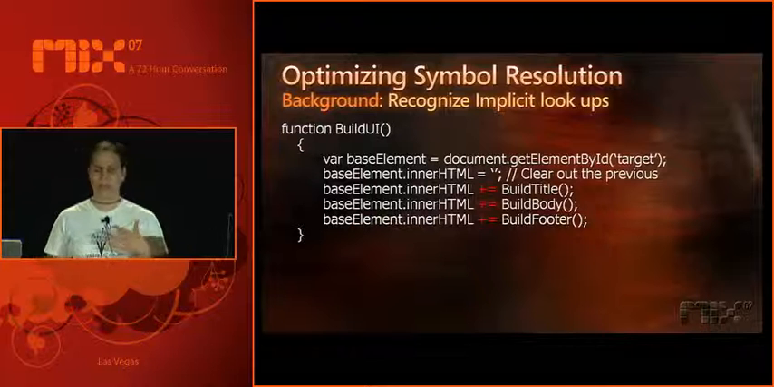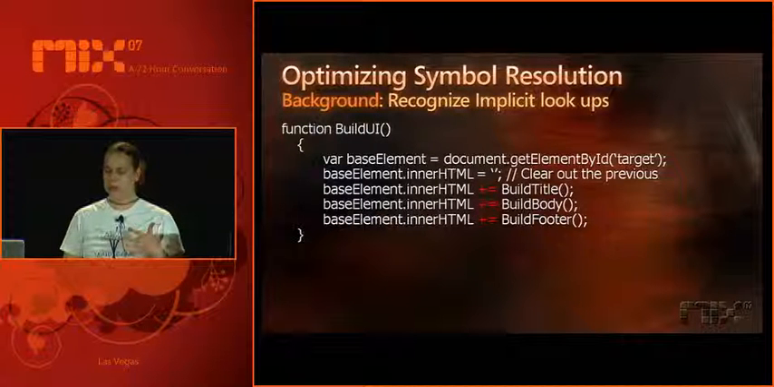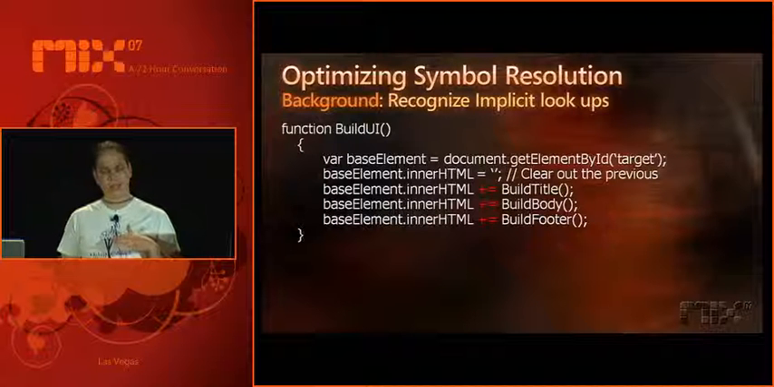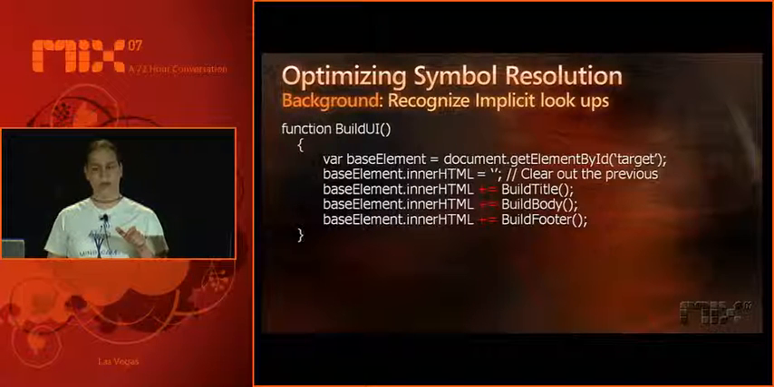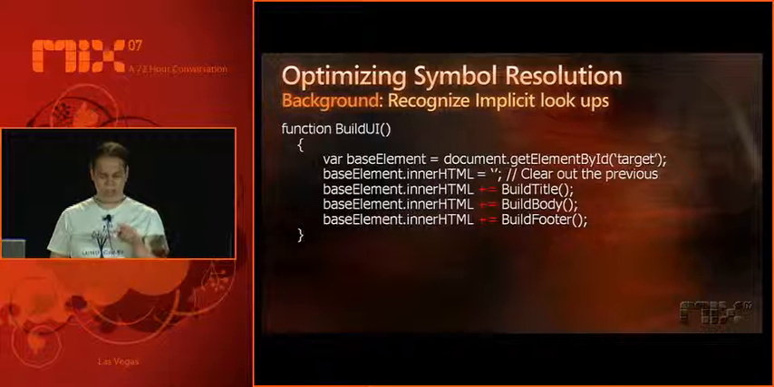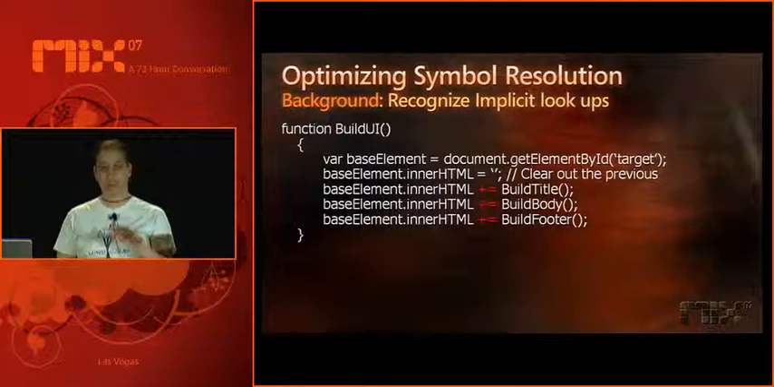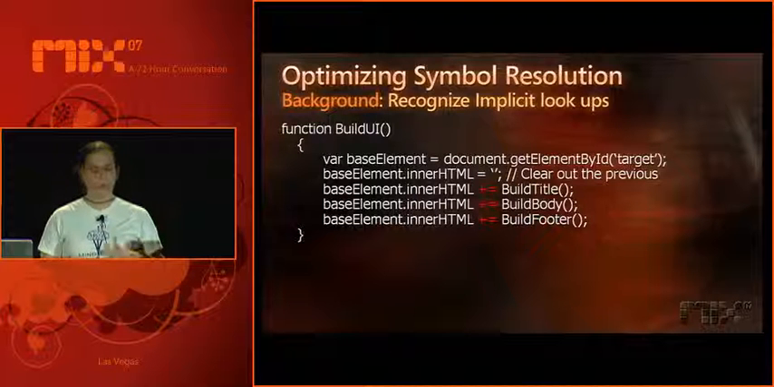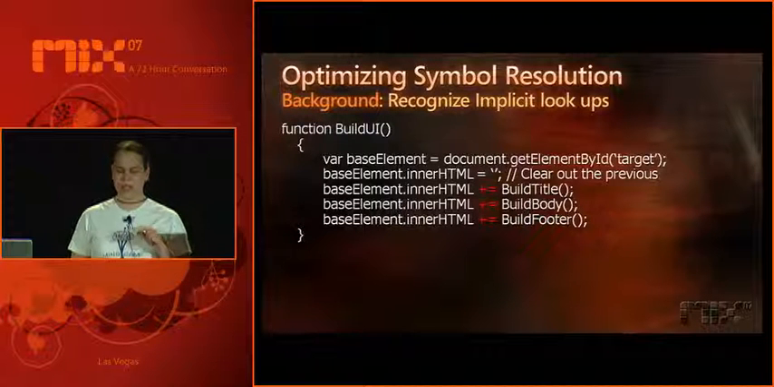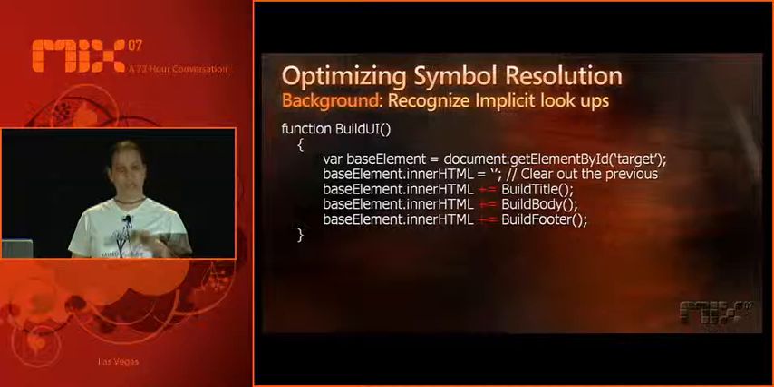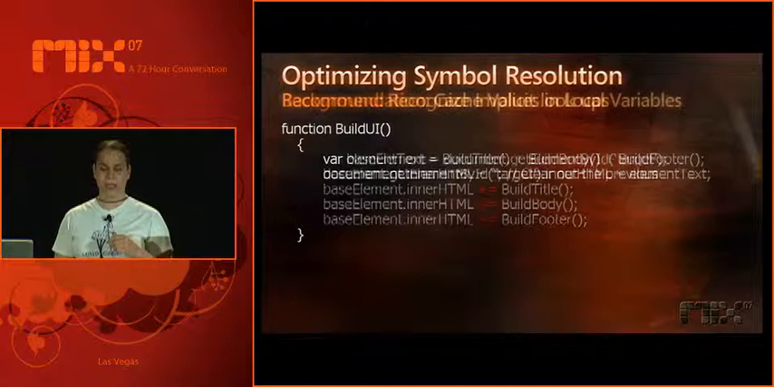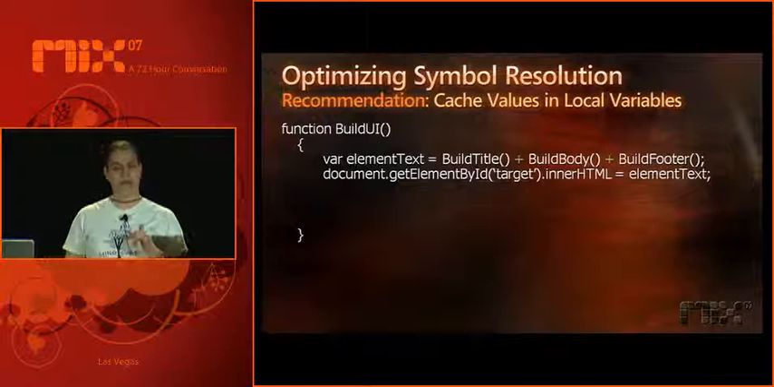So what happens here is I actually have four different assignments. What this means is that I'm doing lookups twice for the last three lines. When I add build title, build body, and build footer, I'm looking up baseElement.innerHTML twice for each of those statements. And I can speed this up pretty easily and have one DOM access.